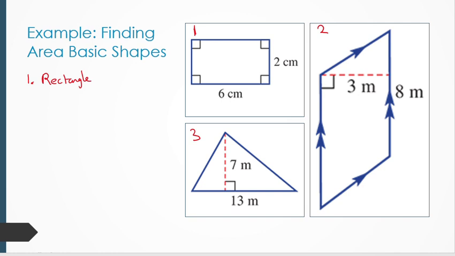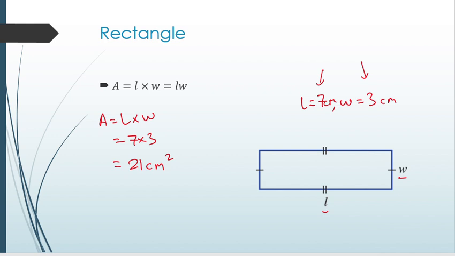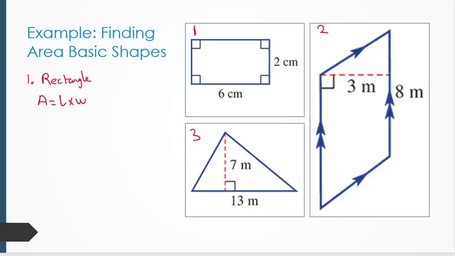In this case, question 1 is a rectangle, and it's pretty clear to me because the length is 6 centimeters and the width is 2 centimeters, which is smaller than the length. Hence, it's not a square. So the next thing you should do is write out the formula you plan on using. So this is my formula of a rectangle. A is equal to L times W.